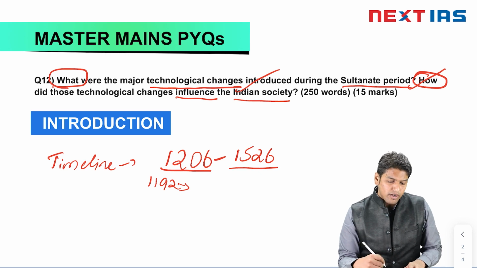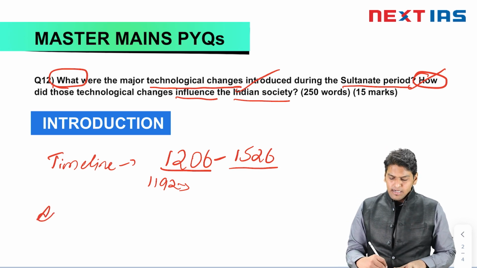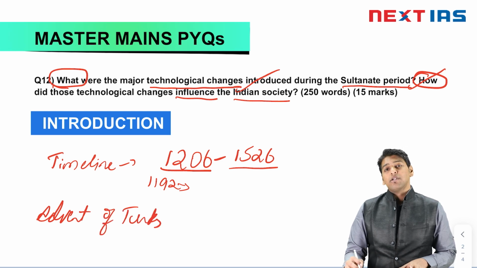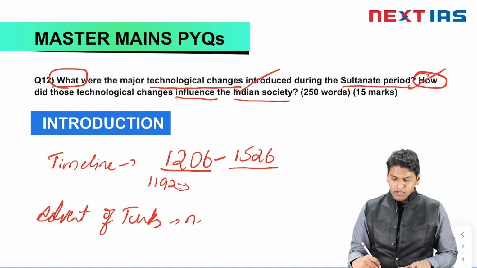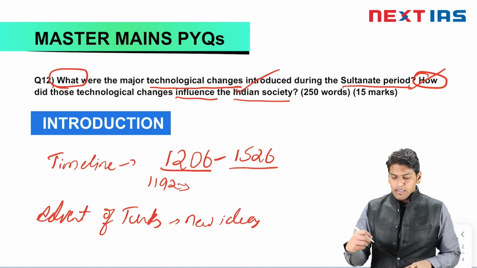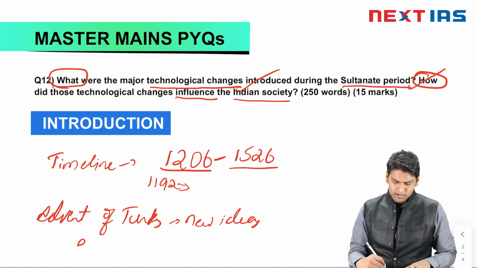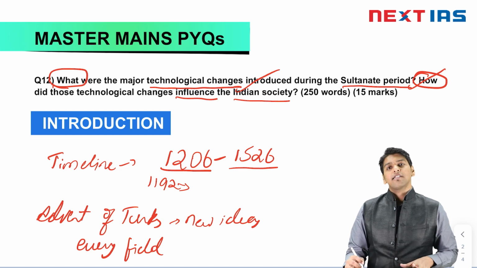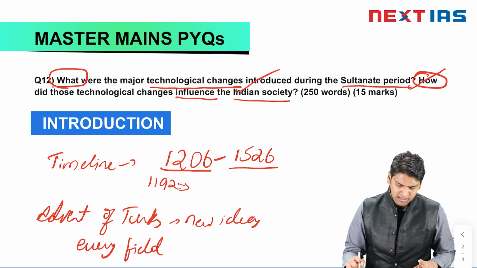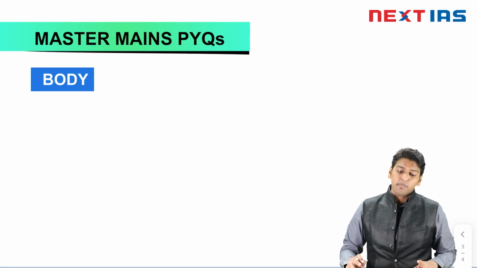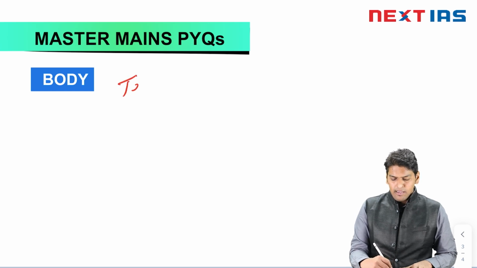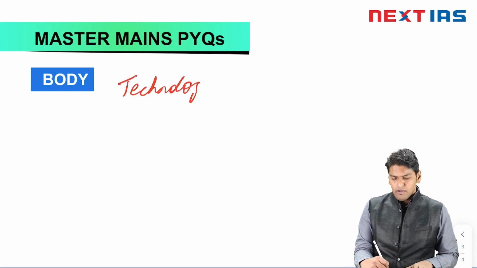Next, you can talk about how the advent of Turks brought new ideas in almost every field. We'll see the technological contributions in this particular answer. Coming to the body part of the question, the first part would contain the technological advancements.